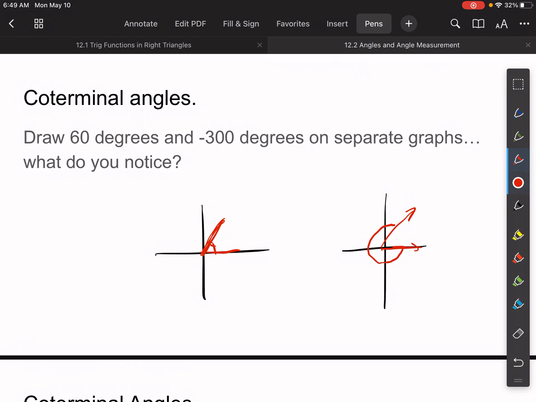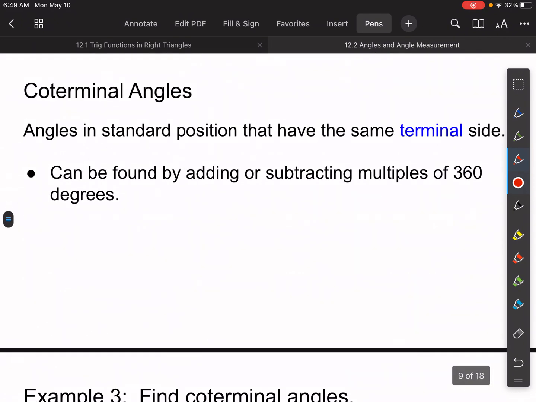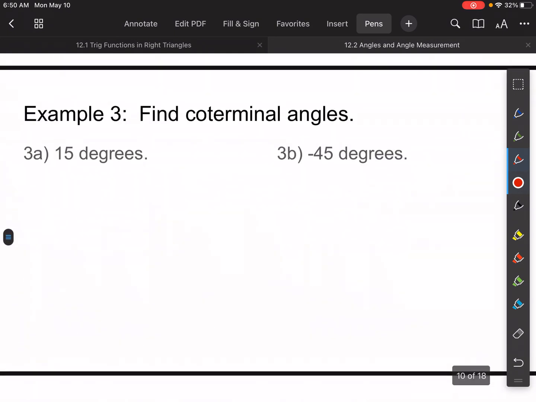In fact, there's an infinite amount of these, because you can go around the circle infinite numbers of times. So coterminal angles, angles in standard position that have the same terminal side, can be found by adding or subtracting multiples of 360. That's just because we're going all the way around. Okay, so let's look at some of these.